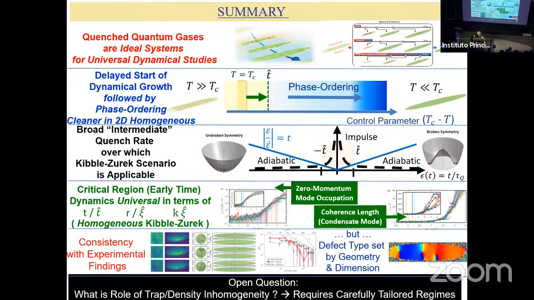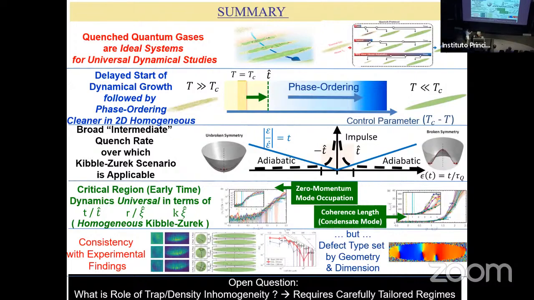So with that, I've come at the right time to a summary, but I have two more things to say after the summary. Let me just summarize. I hope I've given you the idea that quenched quantum gases are quite interesting systems to study, both for universality and for non-equilibrium physics. I hope I gave you a complete picture of how something from equilibrium falls maximally out of equilibrium and then gradually relaxes through phase ordering, and what the role of the potential and the trap is. We characterized this in the context of the cartoon Kibble-Zurek mechanism, and I showed you how in that regime there is a characteristic time scale and length scale for everything.